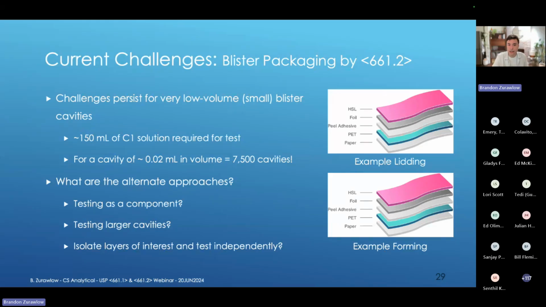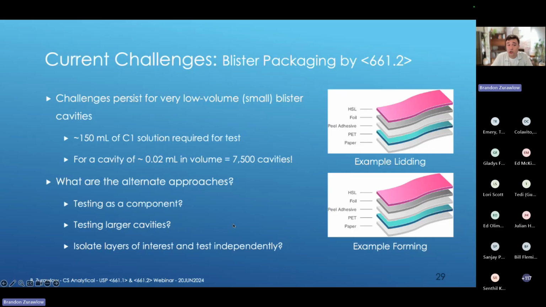Well, we can possibly test as a component, both the forming and the lidding material, but then we get into those same issues where, for example, I could be extracting the paper layer or adhesives that are on the other side of the foil from the product. The foil typically is considered impermeable, so the adhesive, the PET, the paper, for example, in this example here for the lidding material, it wouldn't really be appropriate to submerge that in water and extract that under 661.2.